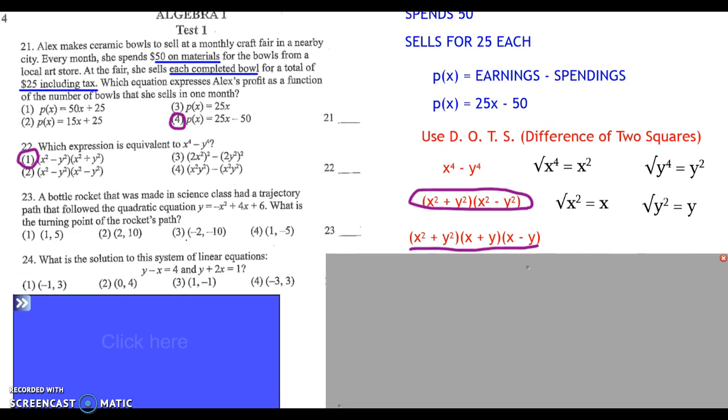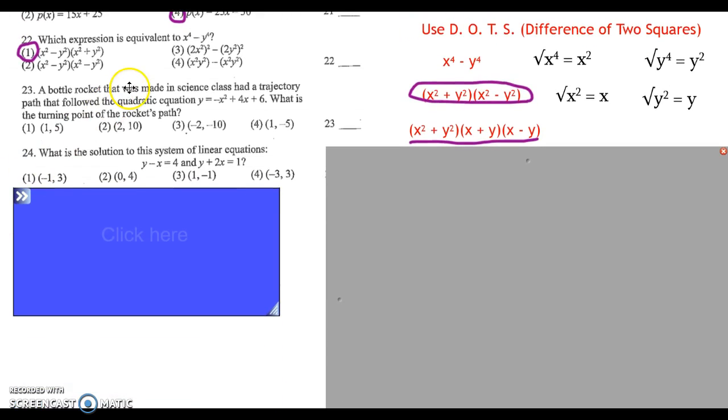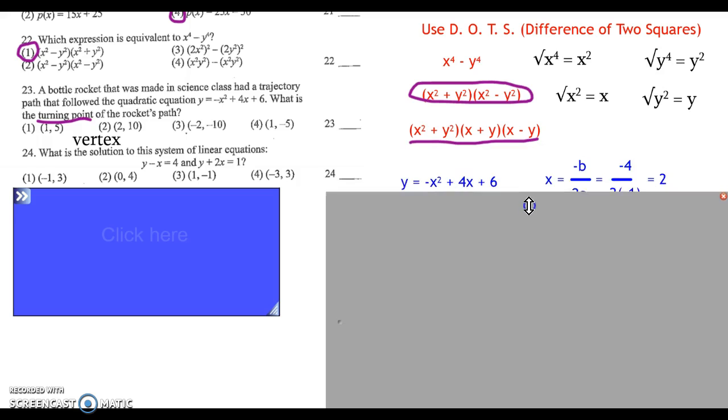Number 23, the bottle rocket question. I'm going to make a whole video on rocket questions. A bottle rocket was made in science class and has a trajectory of this quadratic equation. We're looking for the turning point. And when it says turning point, that is a vocabulary word. You should remember that turning point is another way of saying vertex. So in order to find the vertex, you do x equals negative b over 2a. That's this piece: negative 4 from the b value, 2 times negative 1 from the a value. And that simplifies to 2.